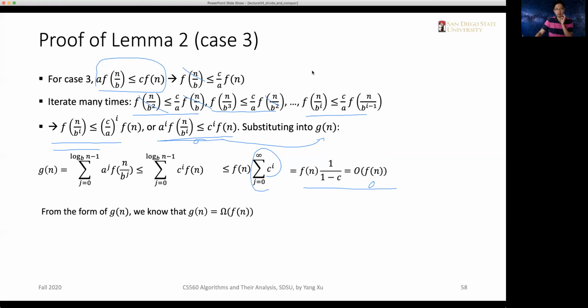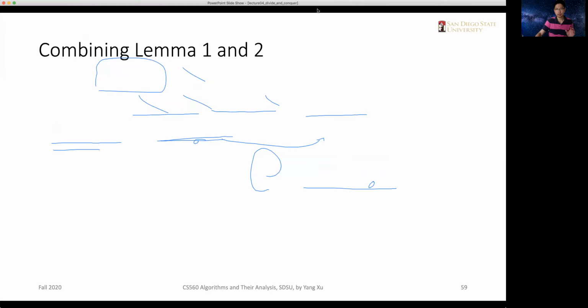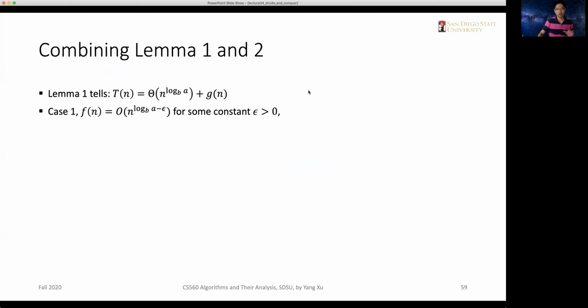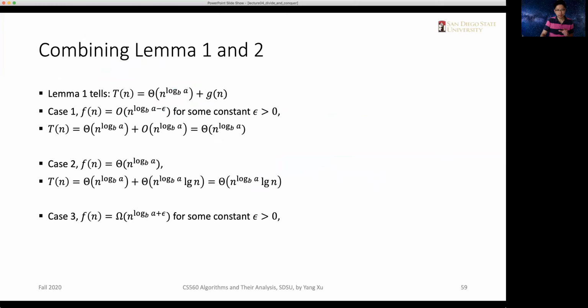So we have lemma 2 also proved by basically transforming the summation from lemma 1 into some geometric series, or it has a lower bound or upper bound coming from the summation of geometric series. Then combining lemma 1 and 2, we can show that this is actually the final form of master's theorem. Okay.